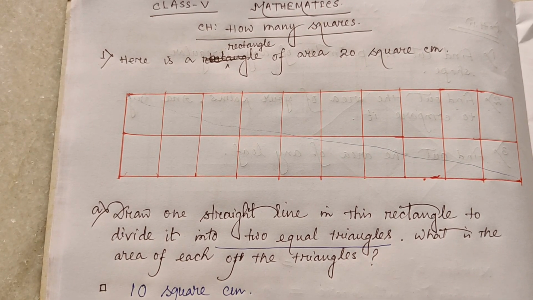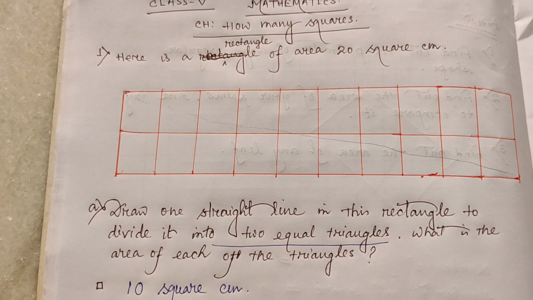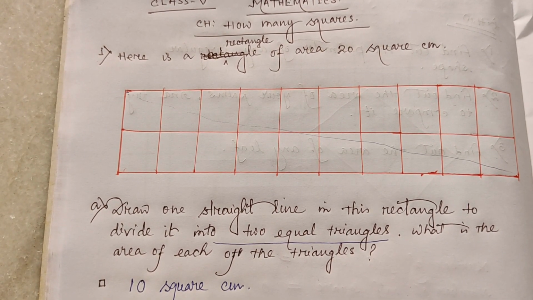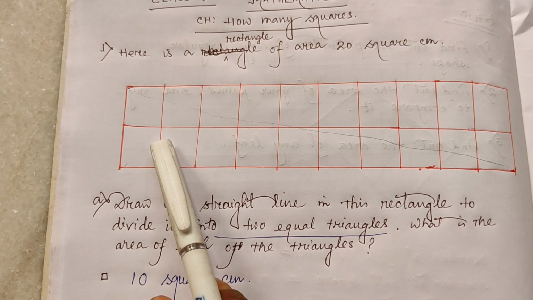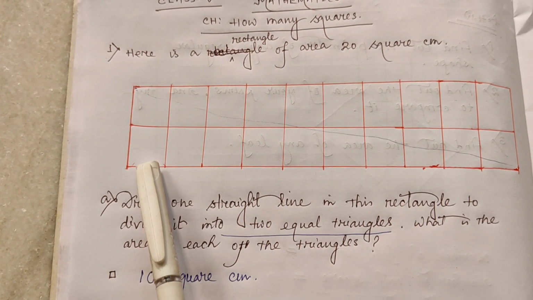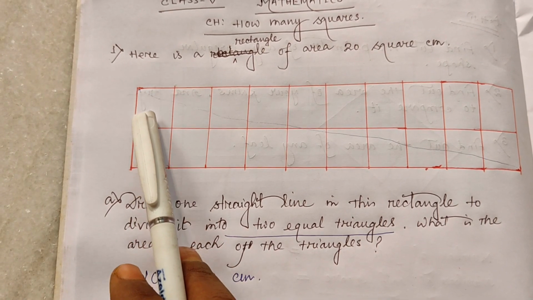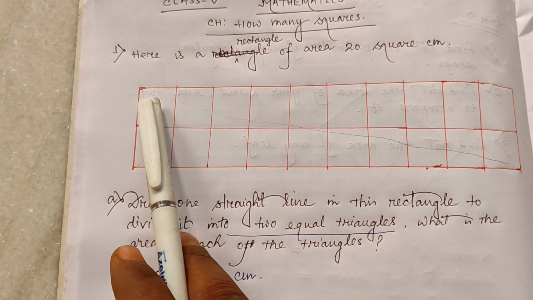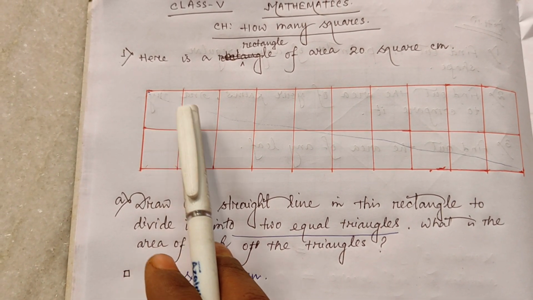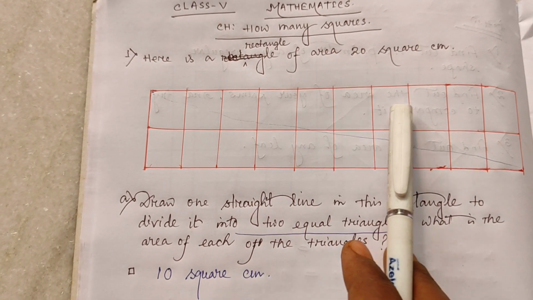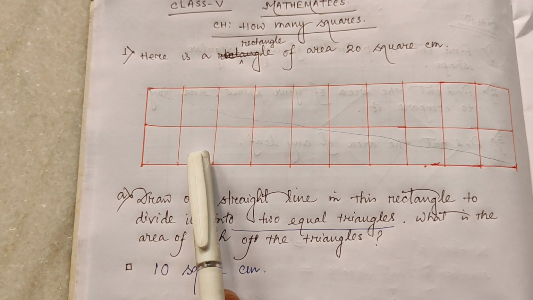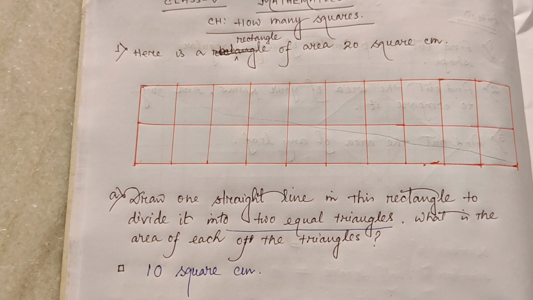So come to the first problem. Number 1, here is a rectangle of area 20 square centimeter. Each one is a square and the area of each small square is 1 square centimeter. So 1, 2, 3, 4, 5, 6, 7, 8, 9, 10, 11, 12, 13, 14, 15, 16, 17, 18, 19, 20. 20 square centimeter.